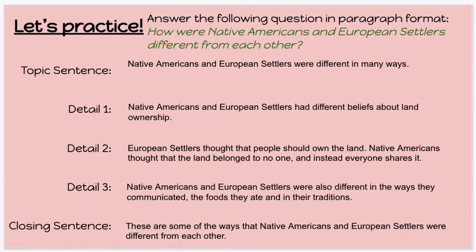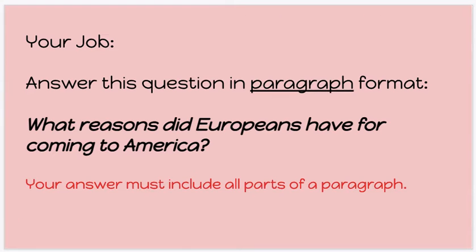Now that we've practiced writing a paragraph, it is your turn to do it on your own. Your job today is to answer this question in paragraph format. What reasons did Europeans have for coming to America? Your answer must include all the parts of a paragraph. Write your paragraph in your reader's notebook, and when you are done, submit a picture to Schoology.